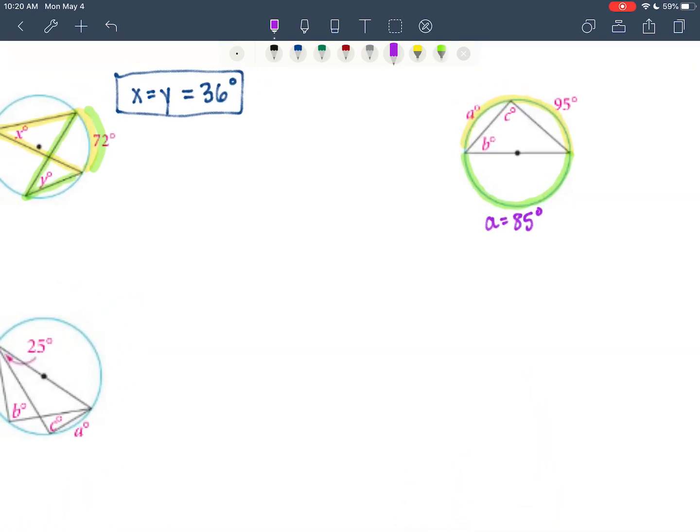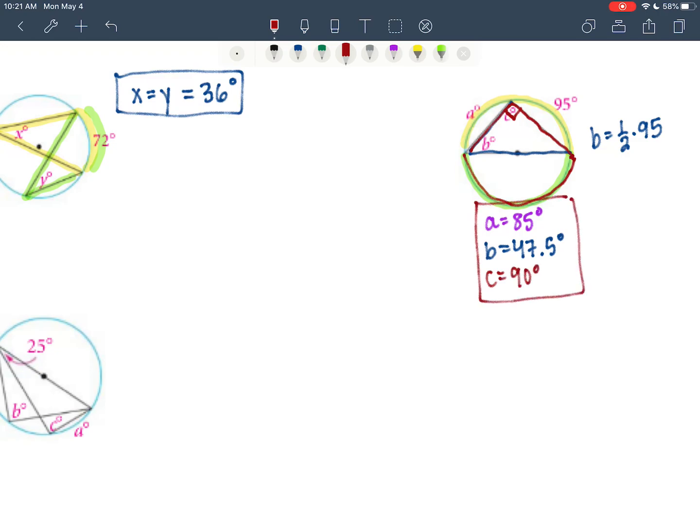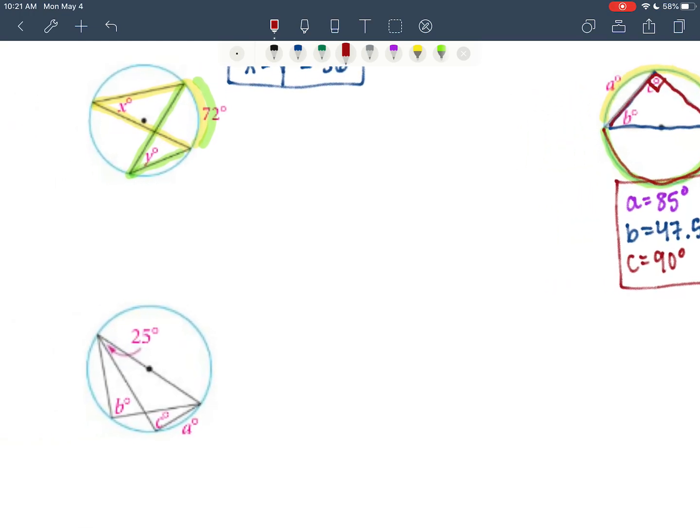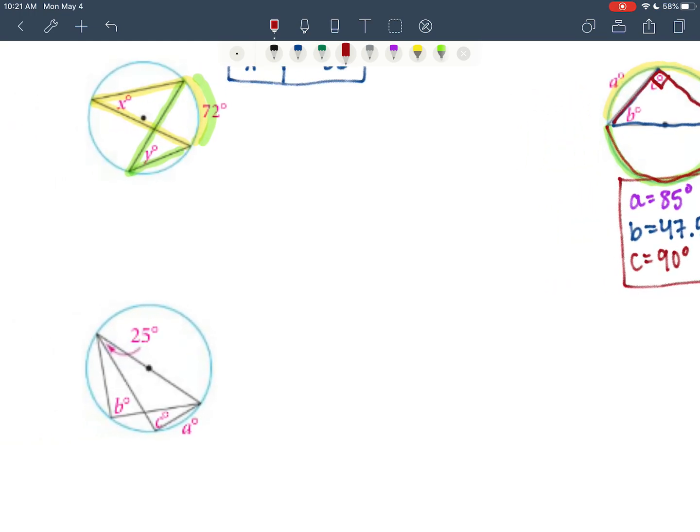We've got B. B is going to be half of 95. B equals 1/2 of 95, which I got as 47.5 degrees. And then we have measure of angle C, which is attached to that semicircle, making C a 90-degree angle. So hopefully you got those three answers. Like I said, they go pretty quick. Highlighters, huge help.